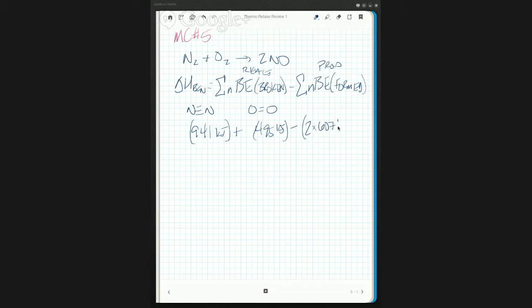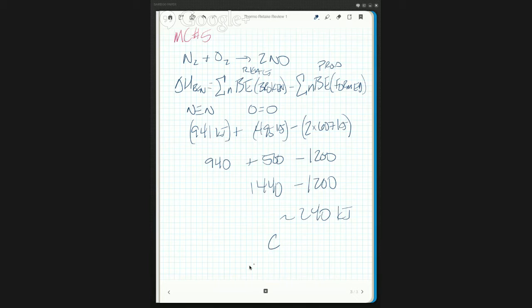So without using a calculator, 2 times 607 is going to be about 1200. And this is about 500. And this is about whatever, 940. So if we said that's 1440 minus 1200, then it's about 240 is what I would do. And I'd say, oh, C, kilojoules.